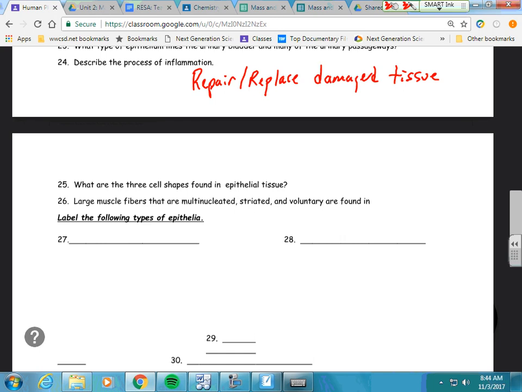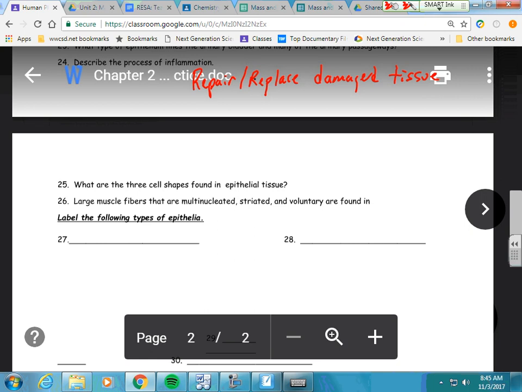What are the three cell shapes found in epithelial tissue? What are they? Shapes. We can have them diamond shape, is that right? The three cell shapes found in epithelial tissue, we can have them flattened. What's that called? Squamous. We can have them cube shaped. What's that called? Cuboidal. And we can have them column shaped, which is columnar.